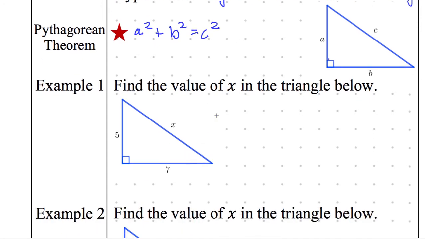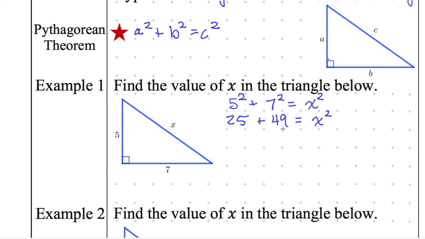All right, so example 1, find the value of x in the triangle below. Well, I know that the Pythagorean theorem says I'm going to do this thing squared plus this thing squared is going to equal this thing squared. Let's write that out. That means 5 squared plus 7 squared is equal to x squared. Just setting it up so the hypotenuse is on the right-hand side, the legs are on the left-hand side. Seems good so far. Okay, 5 squared is 25 plus 7 squared is 49, and that's equal to x squared. You can't do anything with x squared yet.